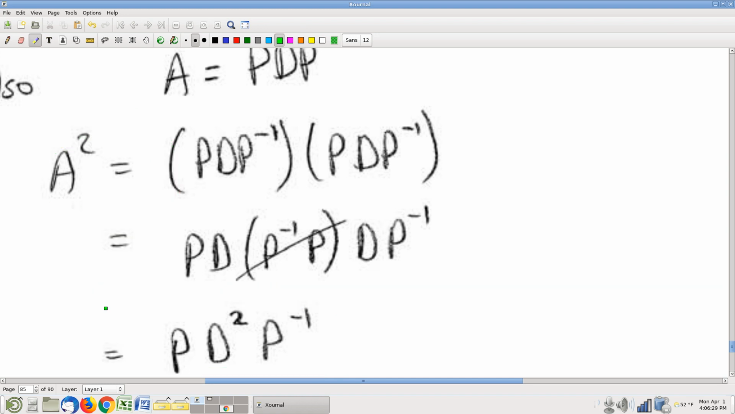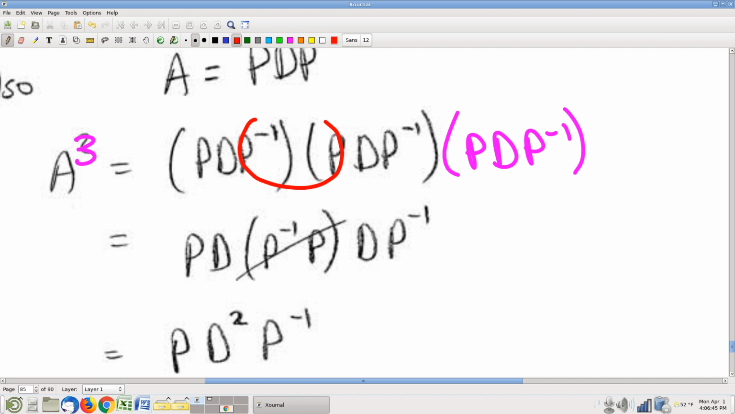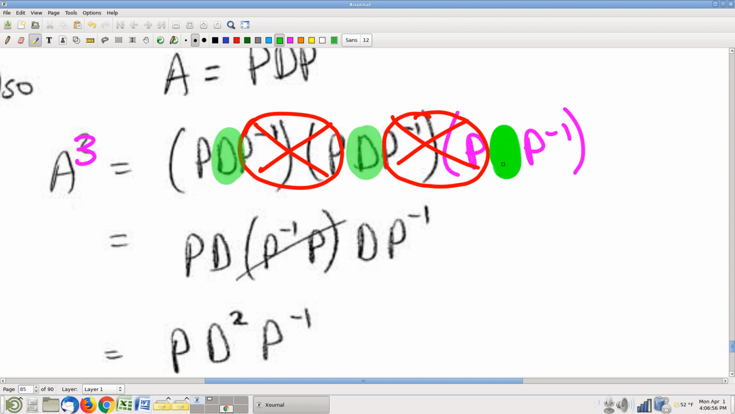And you can see this for higher powers. For example, if we were raising A to the third power, then I would have another factor of A over there, moving parentheses around. Those cancel. Those cancel. And note, then you would have D, D, D all right next to each other, and that would give you D cubed. So same deal for any power of A.